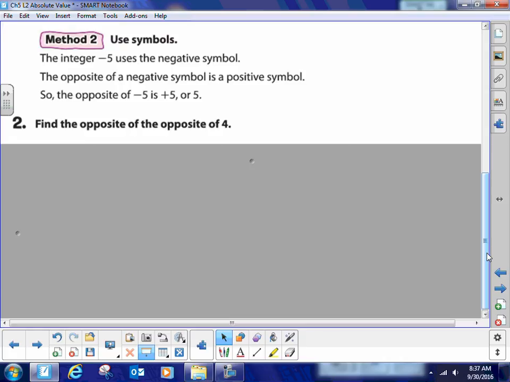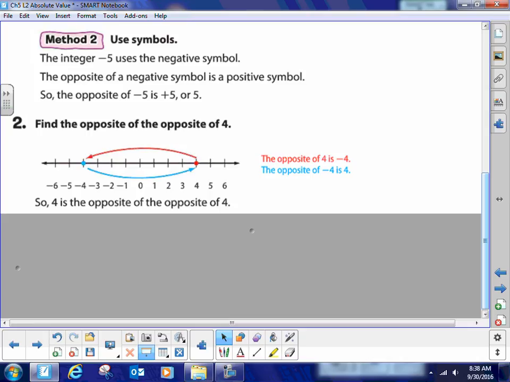Okay? The opposite of 4 is -4, and then the opposite of -4 is 4. So they're initially trying to get you to get the opposite of 4, and the opposite of 4 is -4, and the opposite of -4 is 4. Okay, it's just word trickery. It's the same.